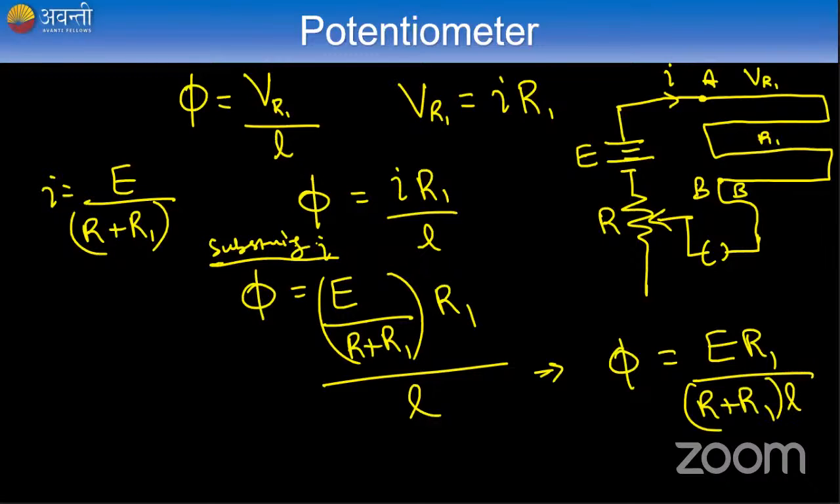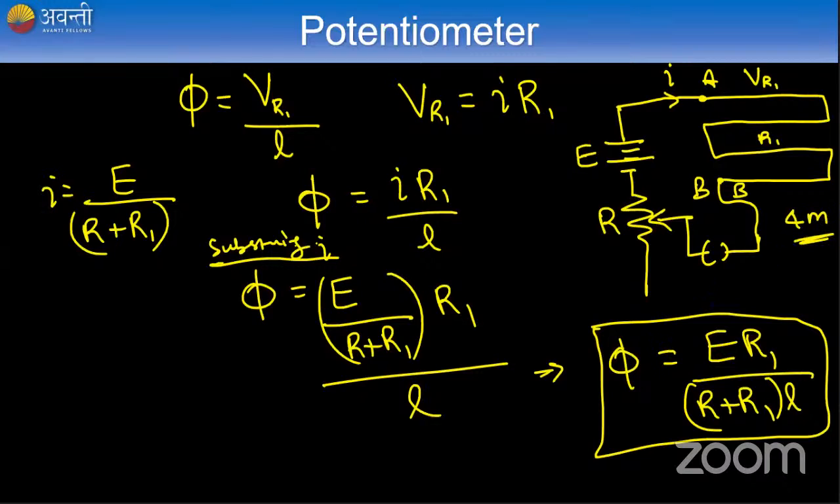Here the values of E, R1, R are constant. Only variable is L. So this is the potential gradient of this 4-meter long wire, guys. Did you get this? This is a basic construction of potentiometer. Now let us study the application of potentiometer. Before we go to the application part, please let me know you have understood the potential gradient. Any doubts in potential gradient or its derivation for this 4-meter long wire?